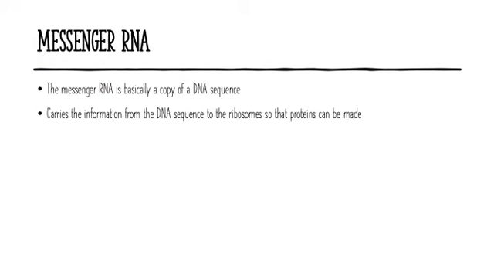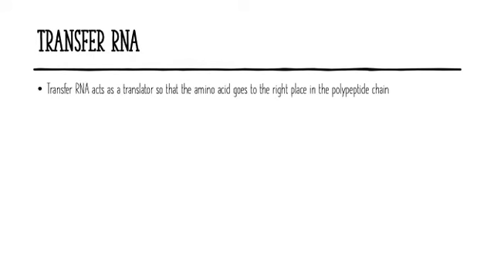Messenger RNA is basically a copy of a DNA sequence, and it's used as instructions for how a protein should be built. The messenger RNA carries the genetic code from the DNA to the ribosome for translation. The transfer RNA acts as a translator so that the amino acids go to the right place in the polypeptide chain. The transfer RNA is essential in communicating between the messenger RNA and the ribosome so that the protein gets built the right way and can function properly in the body.